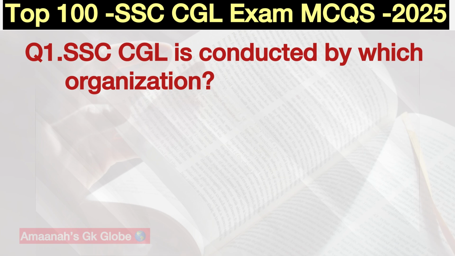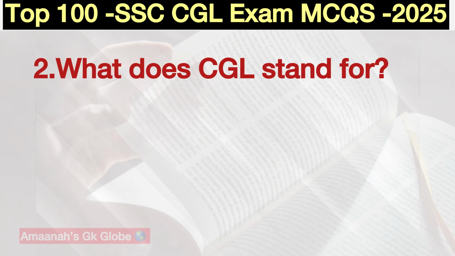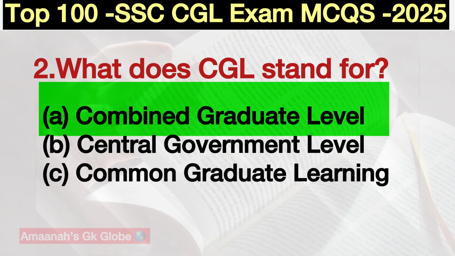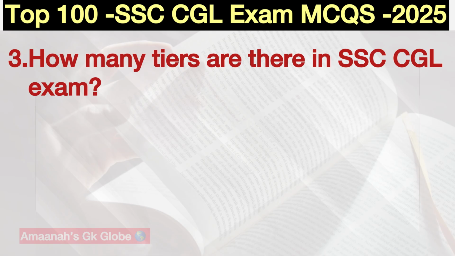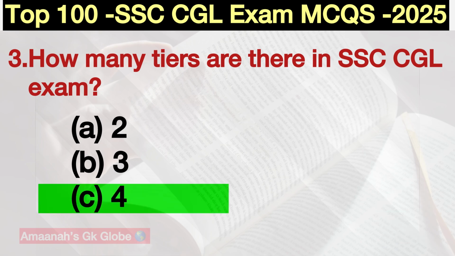Question number 1. SSC CGL is conducted by which organization? Correct answer is option B, SSC. Next question is, what does CGL stand for? Right answer is option A, Combined Graduate Level. Question number 3. How many tiers are there in SSC CGL exam? Right answer is 4.